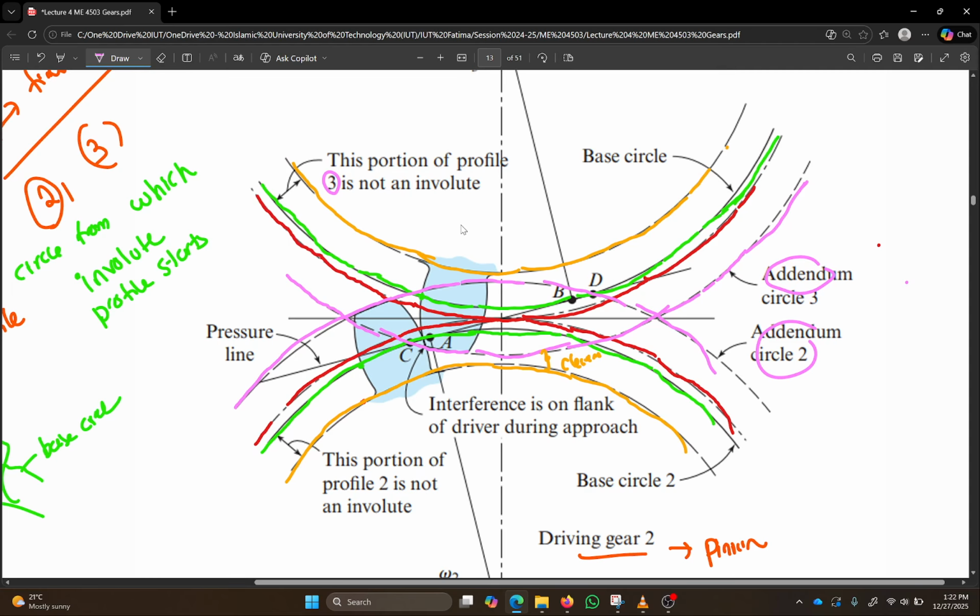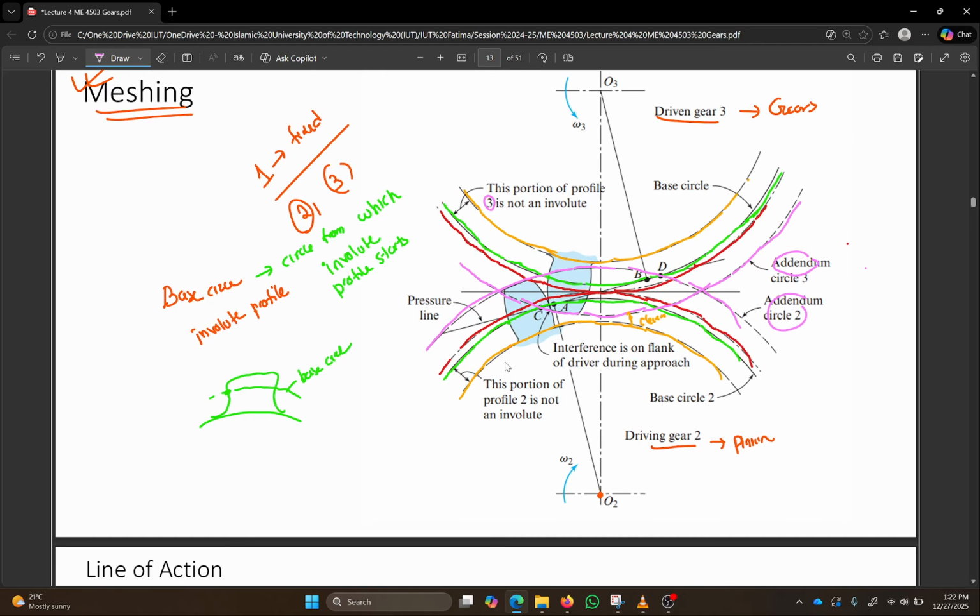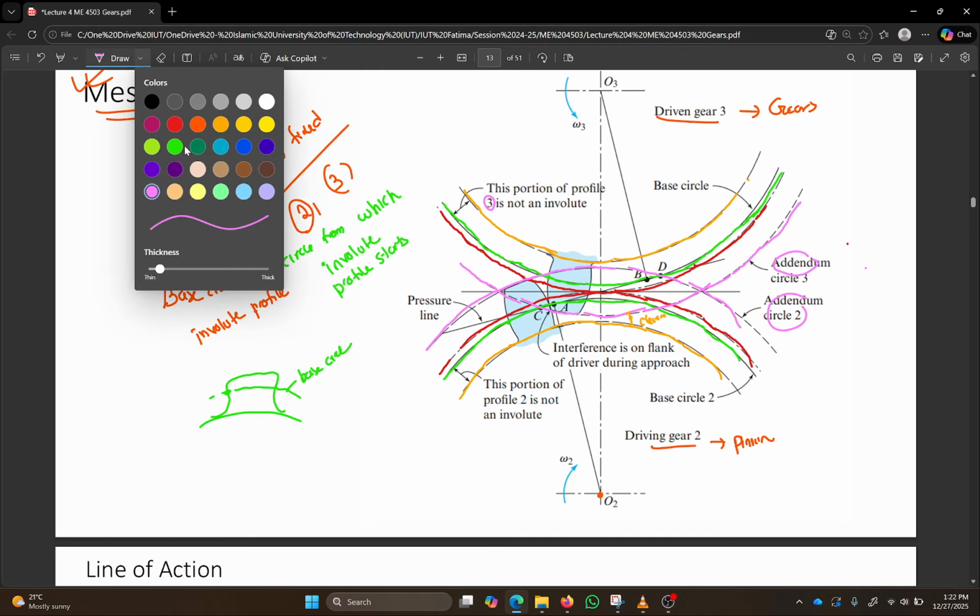Let's look at some other definitions. What happens when gears are in contact? What are the possible problems that can occur? What is the line of action? I'm going to use another color because I've already used most of the colors over here. So let's go for a blue color.